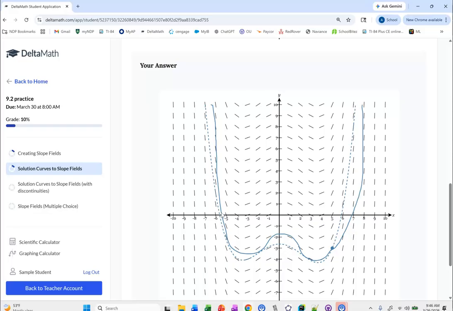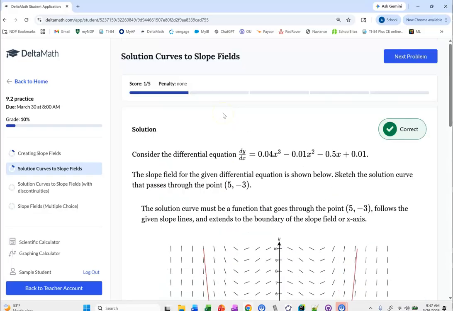Again, there's not a specific method to be doing this. It's just using our eyeballs to look at what's going on here and match what we're seeing. Does that seem okay? And I like doing this in Delta Math because it's going to give you feedback right away of whether that was close enough or not close enough, or how close I was, right? That's pretty nice.